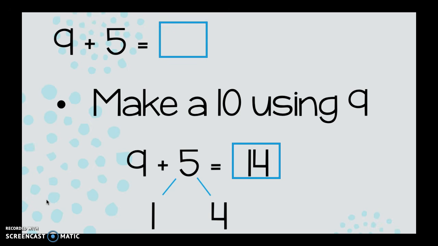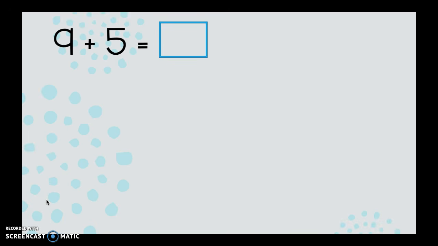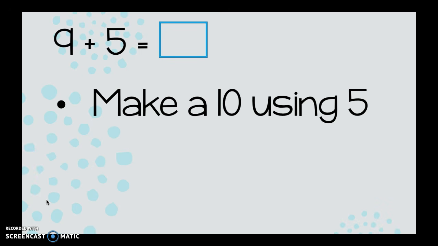Sometimes I don't like to make a 10 using the biggest number. Although, friends, I'm going to tell you right now that's what I recommend. But sometimes I don't feel like doing that. So if I don't feel like doing it, I can do it a different way if I want to. Sometimes I'm feeling sassy, like this one. 9 plus 5 equals blank. It's the same problem. But this time, instead of using the biggest number, I feel like making a 10 using the 5. I want to do that because I know my doubles. And 5 plus 5 equals, you got it, 10.